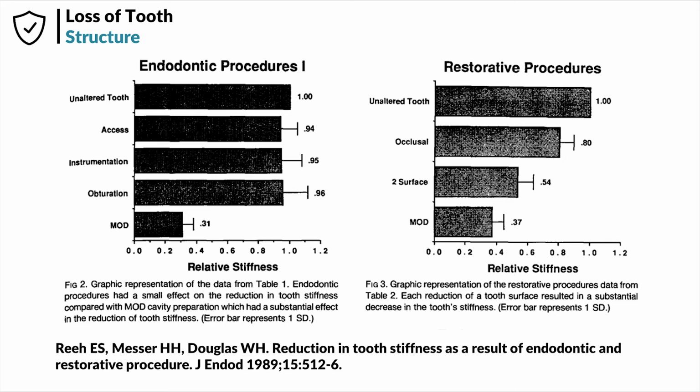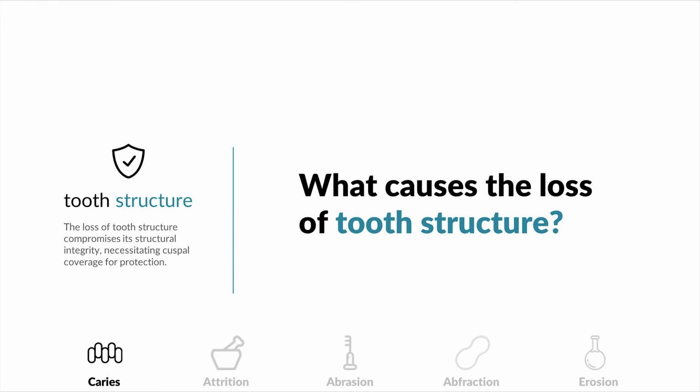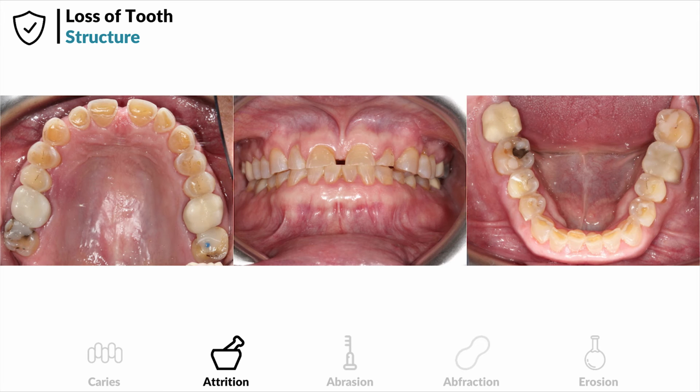So here it is just graphically, basically that previous chart just summarized with bars. So we've answered this question, right? What causes the loss of tooth structure? We've answered it the first way, due to caries. What we'll also talk about is attrition.